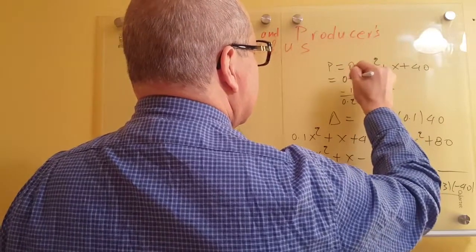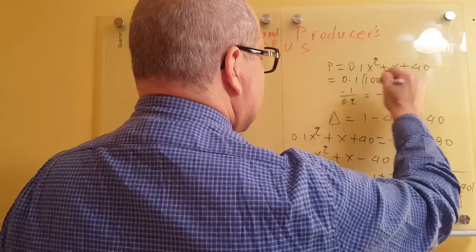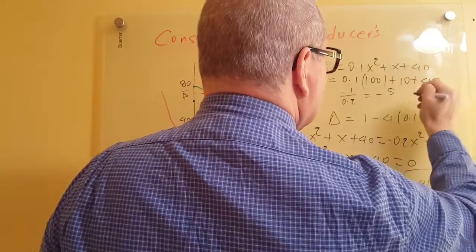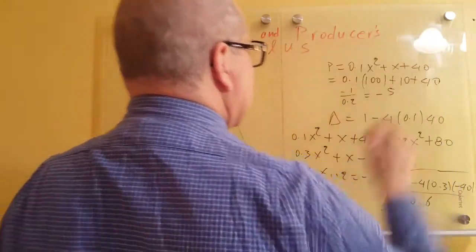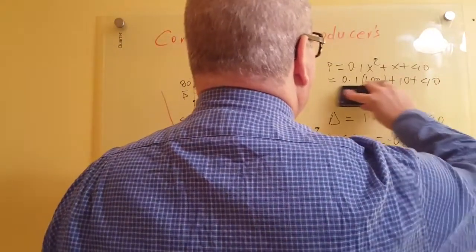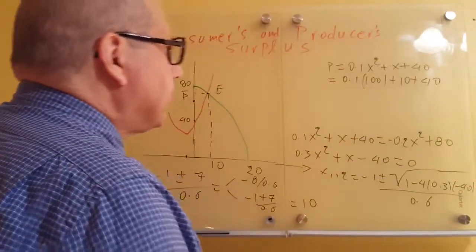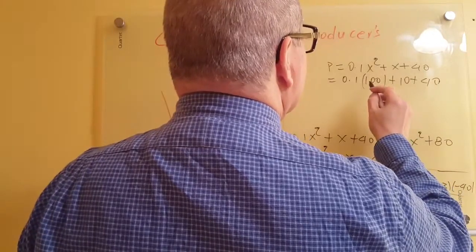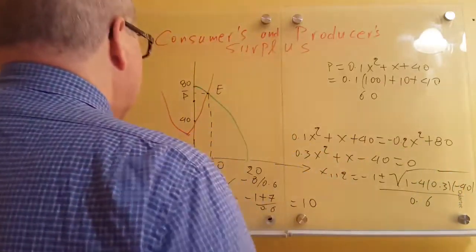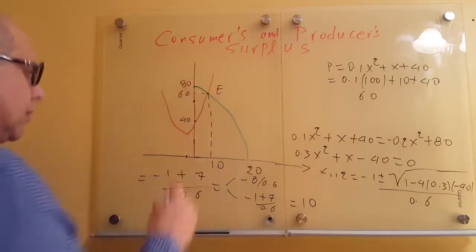So how much will it be? It will be 0.1 times 100, which is 10 squared, plus 10 plus 40. So how much is all this? All this is equal to 10 plus 10, 20, plus 40, 60. So this value here is 60.